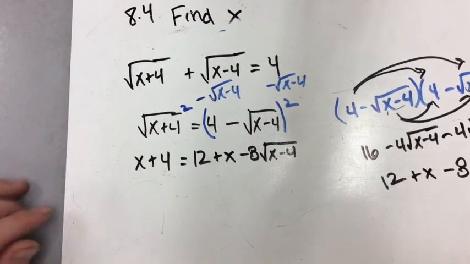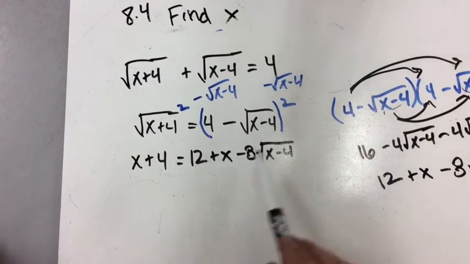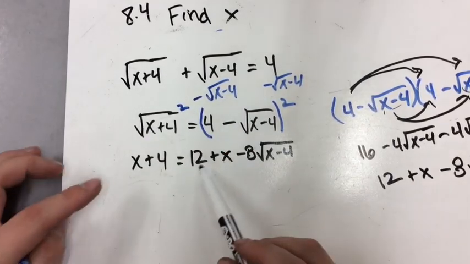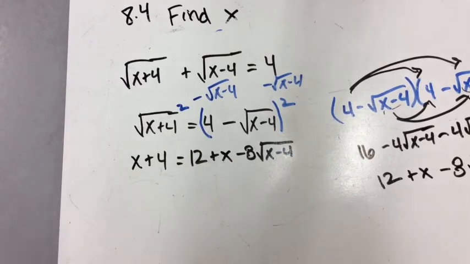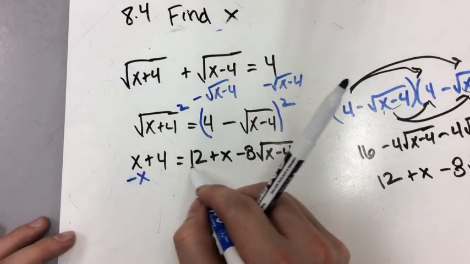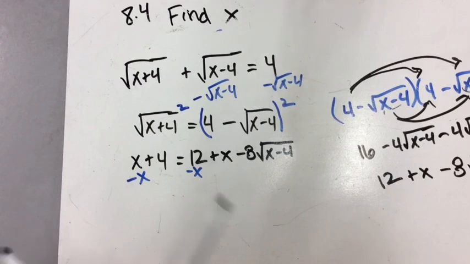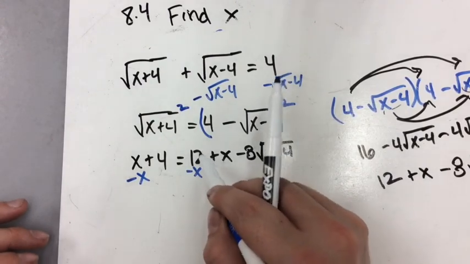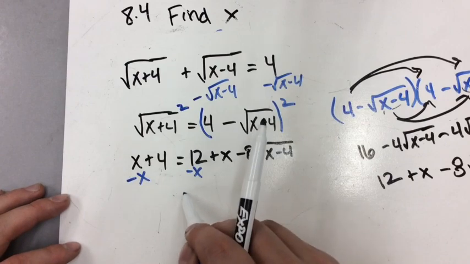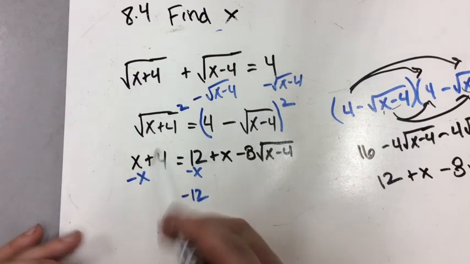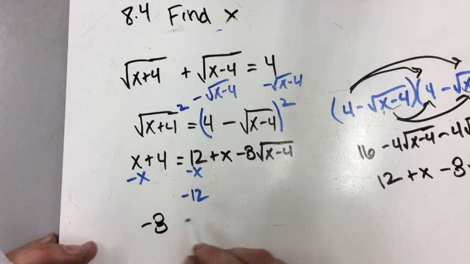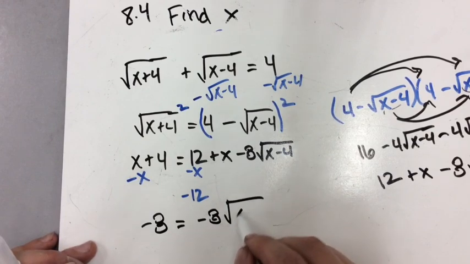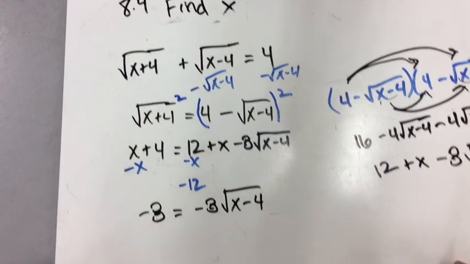Okay, well, we've gotten rid of one of our radicals, but we're still left with one here. So let's keep cleaning things up. If I subtract x on both sides, my x's are going to cancel out. I can subtract 12 from this side also, which will give me negative 8 equals negative 8 times the radical of x minus 4.